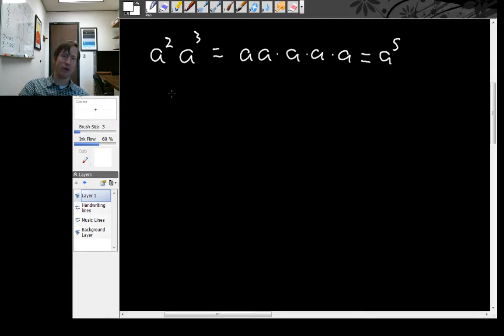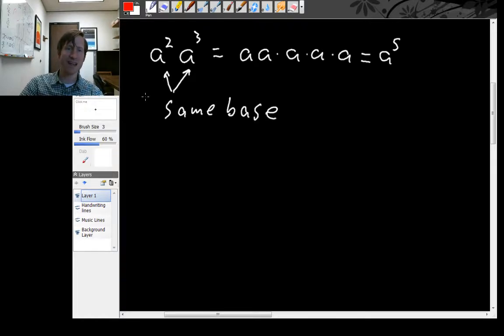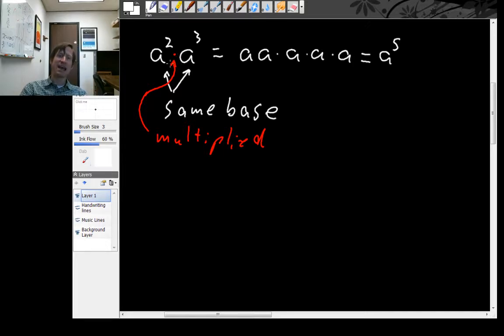Okay, so the thing to notice here is, in these two things that we're multiplying together, these have the same base. So that's the first thing that you need to use this law of exponents. You need the same base. And then the second thing is right here, these two parts that we're combining have to be multiplied. So when you have two factors, two things that you're multiplying, and they have the same base, then you can add the exponents.